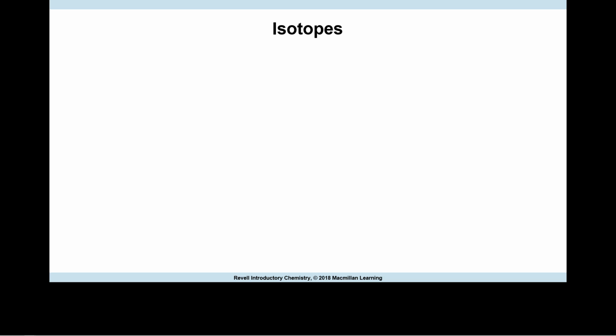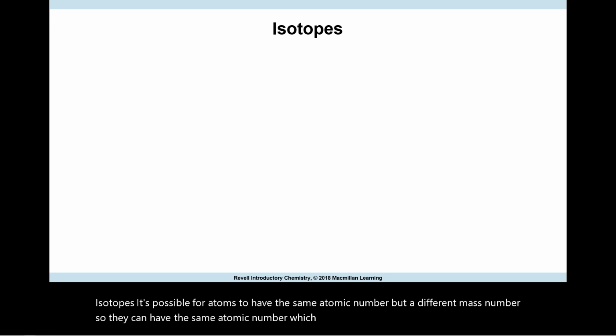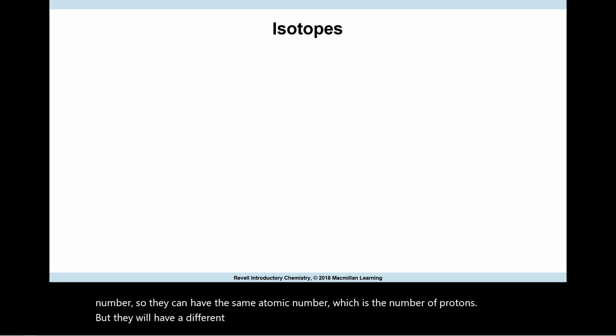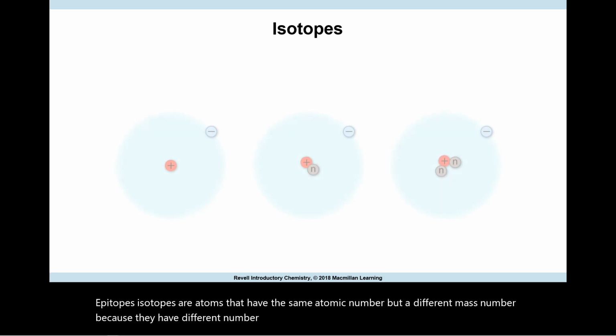Okay, guys. All right, isotopes. It's possible for atoms to have the same atomic number, but a different mass number. They can have the same atomic number, which is the number of protons, but a different mass number. How is that even possible? Isotopes are atoms that have the same atomic number but a different mass number because they have a different number of neutrons.